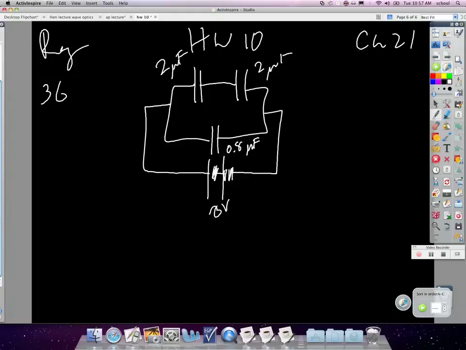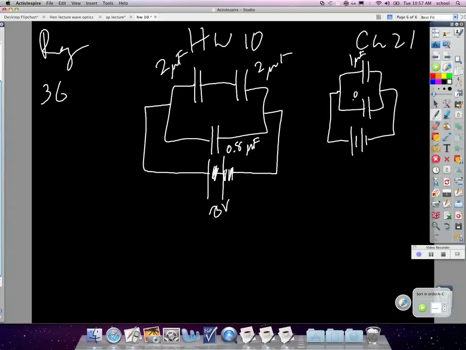Same with capacitors in series, it's weird. It's inverse, right? So then I come over to here and I say like this. And this one is going to be 1 microfarad. This is 0.8 microfarads. So then we come down to this. And this is 1.8 microfarads, and this is 3 volts.